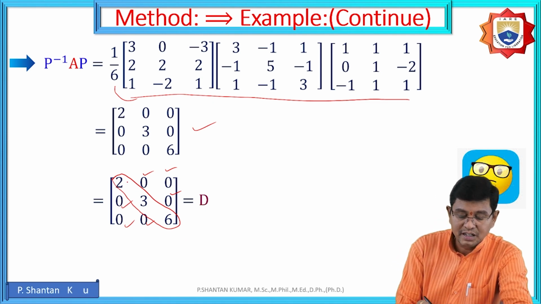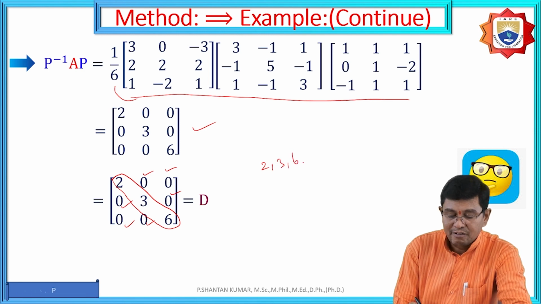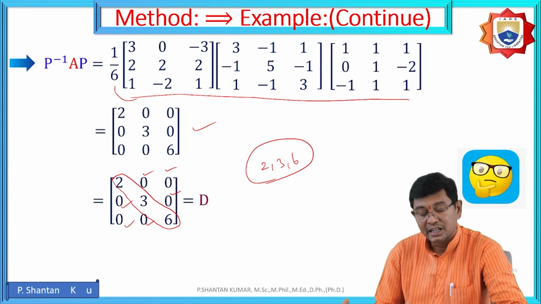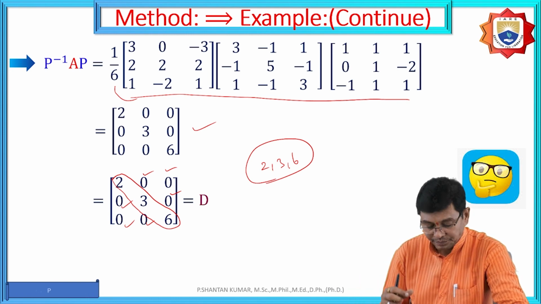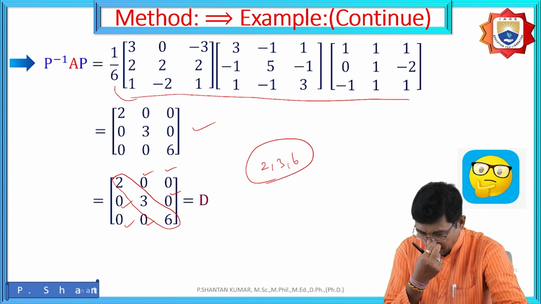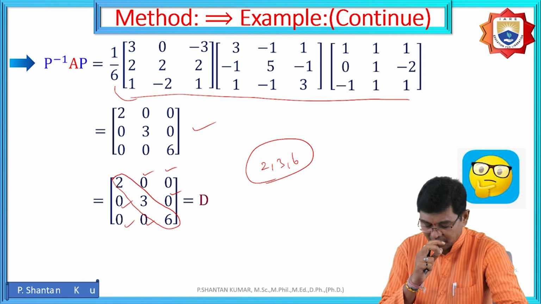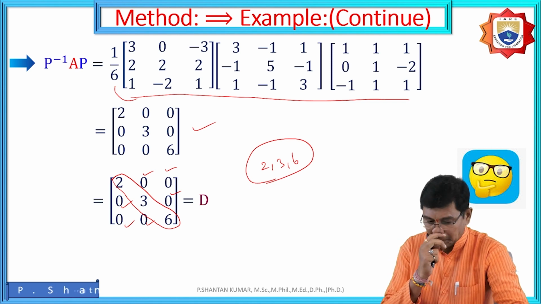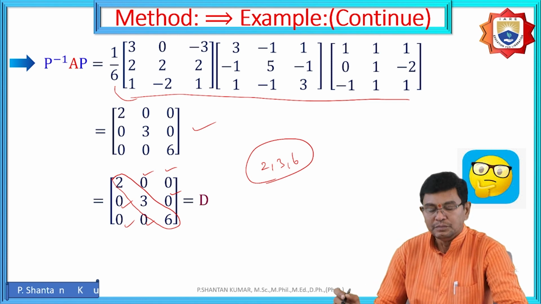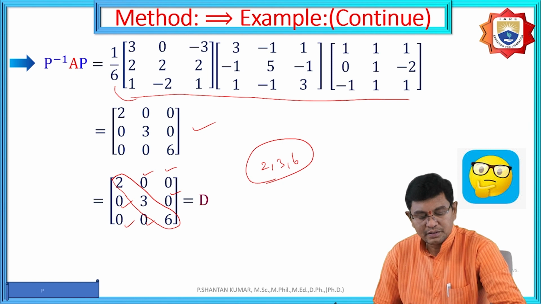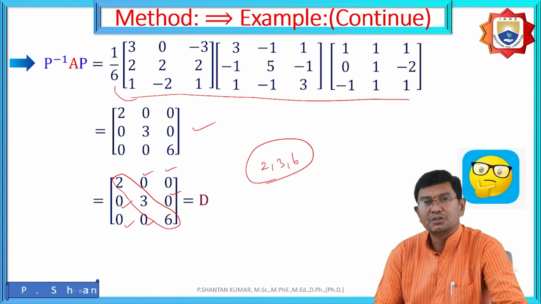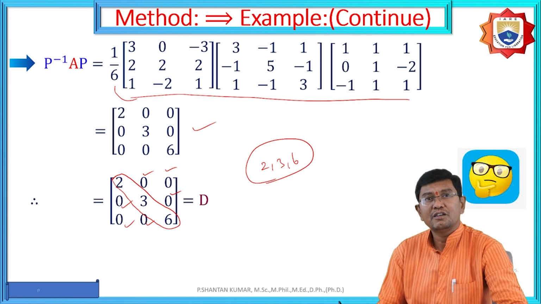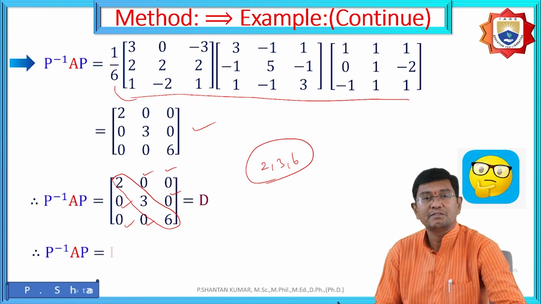The diagonal elements are 2, 3, 6. And these diagonal elements clearly satisfy the eigenvalues of the matrix. The eigenvalues of the matrix are equal to the diagonal elements, that is 2, 3, 6. And further, we need to find out the powers of the matrix.